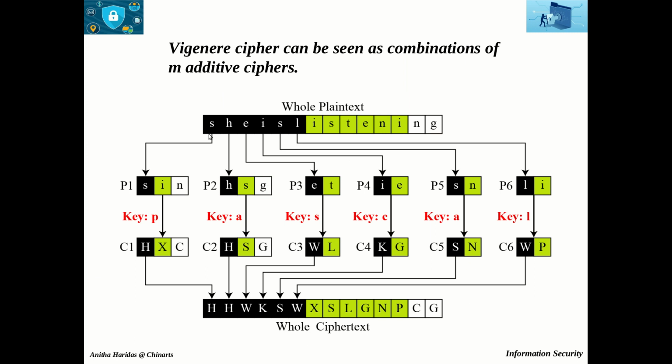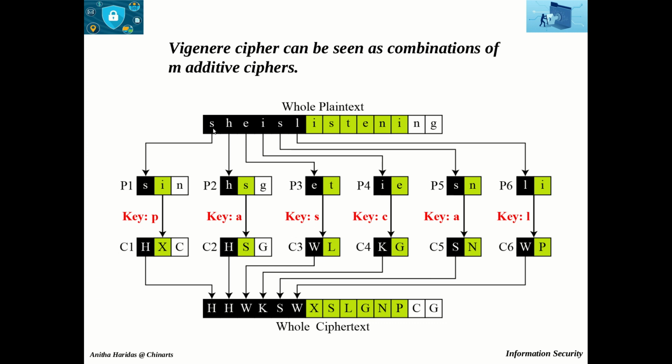Now, Vigenère cipher can be observed as the combination of M additive ciphers. How? Let us assume this is the whole plain text. So, this whole plain text is now divided into different blocks of size 6 characters. So, this is going to be the first block of 6 characters, second block of 6 characters, and the remaining characters in the third block.